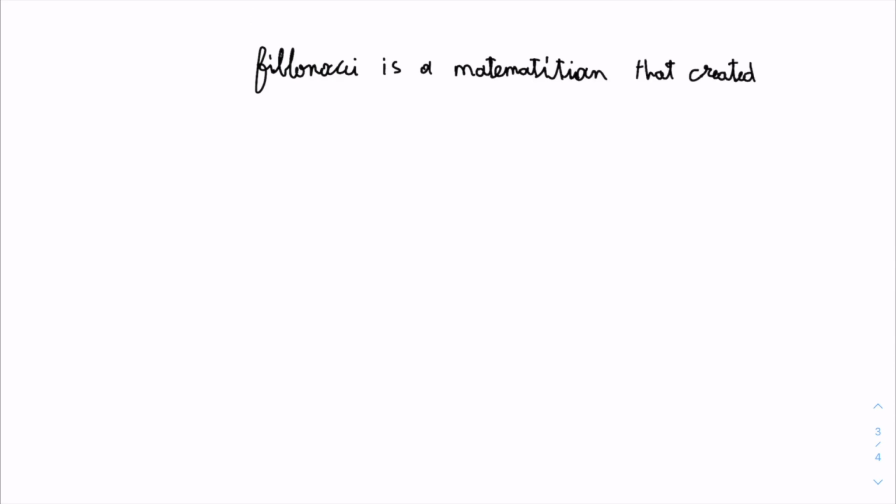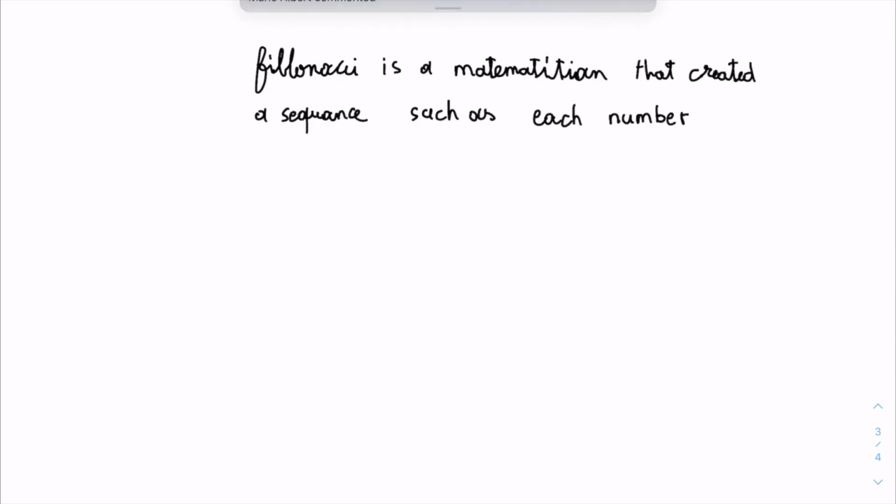Fibonacci is a mathematician who created a sequence such that each number represents the sum of the two preceding ones. For example, let's take 1 plus 1, it's 2. 1 plus 2, it's equal to 3. 2 plus 3, it's equal to 5, and so on.